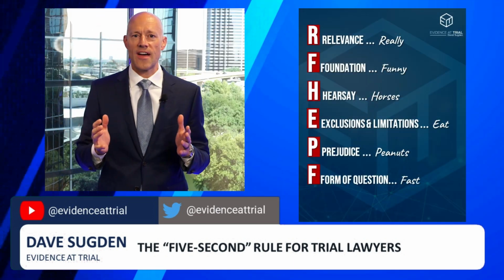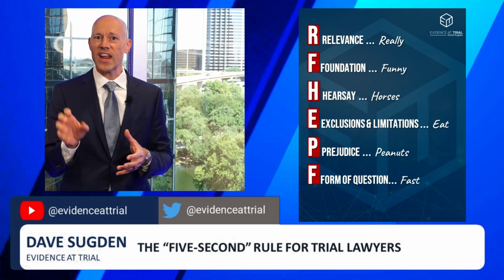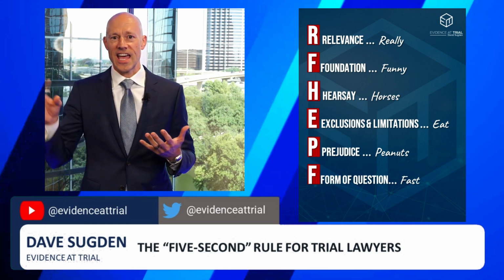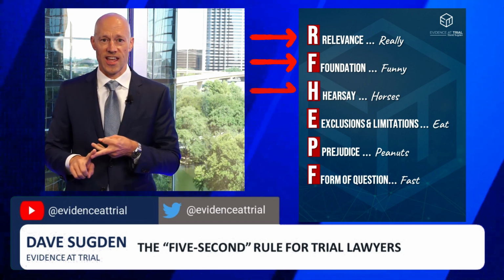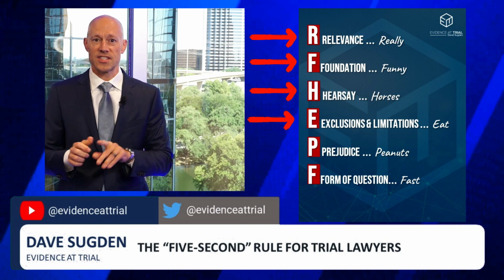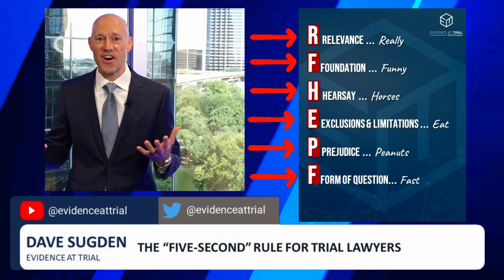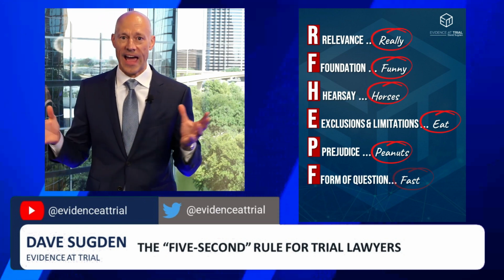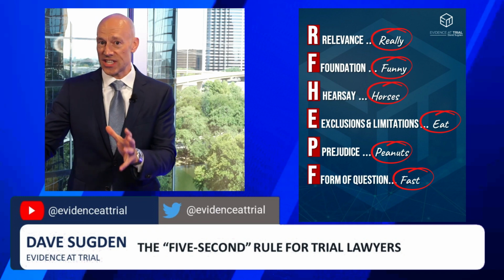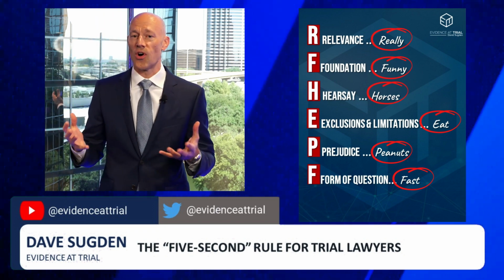And so here's a graphic that identifies the priority or hierarchy of issues we want to identify when confronting a potential objection. And it's relevance, foundation, hearsay, exclusions and limitations, prejudice, and form of the question. And if we need a mnemonic, it's "really funny horses eat peanuts fast." But again, in trial, just having this cheat sheet that shows this graphic can get us almost all the way.